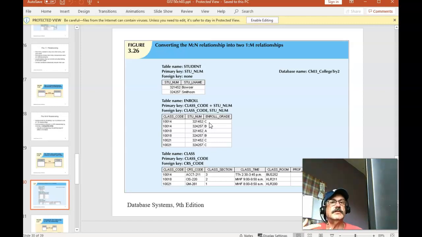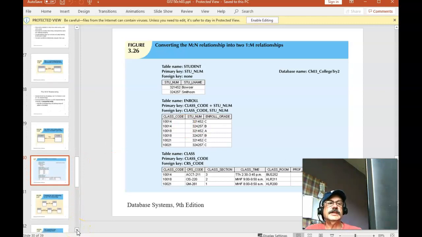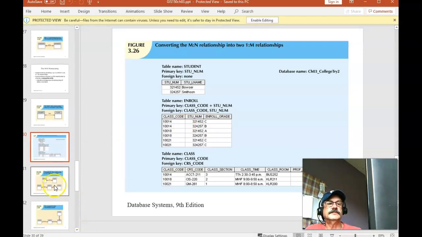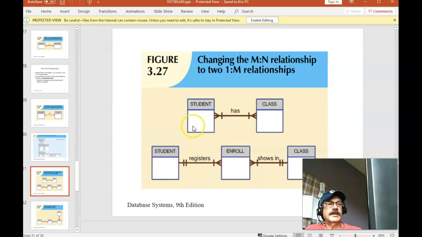But the question is the combination of student and class. Does that combination have a prerequisite? All right, so linking table, and basically it looks kind of like this. Instead of a many-to-many, we change it into two one-to-manys.